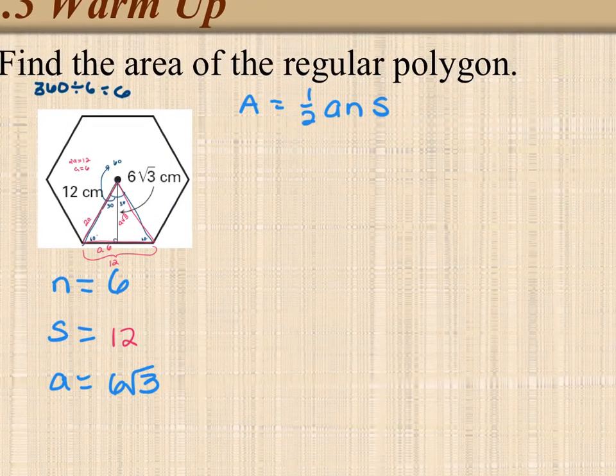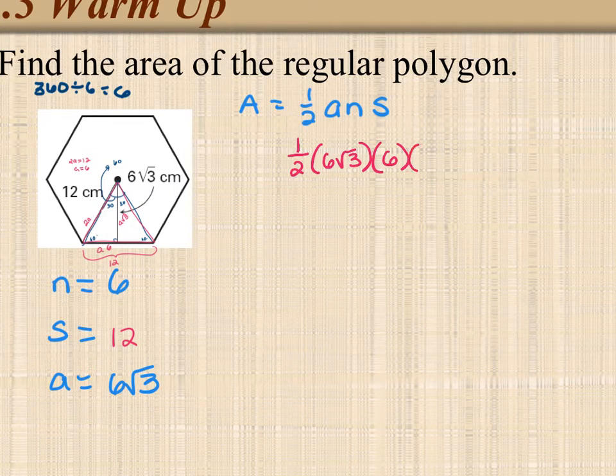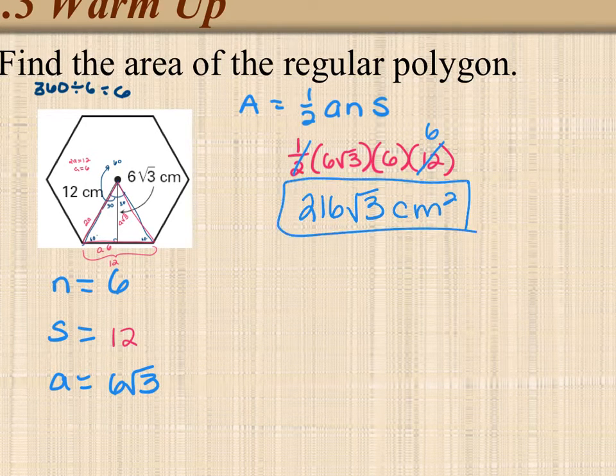And then I just plug it in. 1/2, the apothem, which is 6√3, the number of sides, which was 6, and the length of each side, which is 12. And then you can do 1/2 of 12, 1/2 of 6, or 1/2 of the other 6. It doesn't matter. And I get 6 times 6 times 6, which is 216, and there's still the √3, and it's centimeters squared.